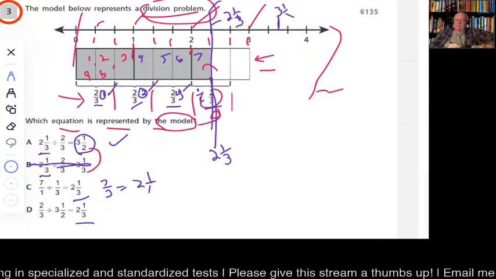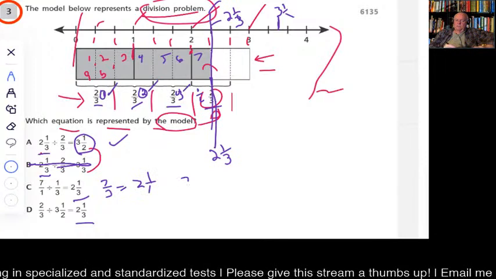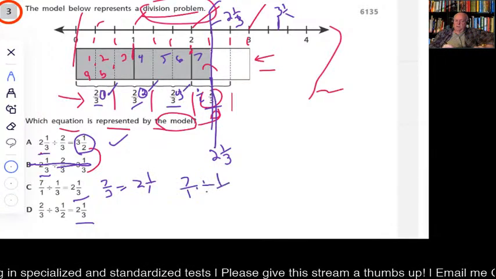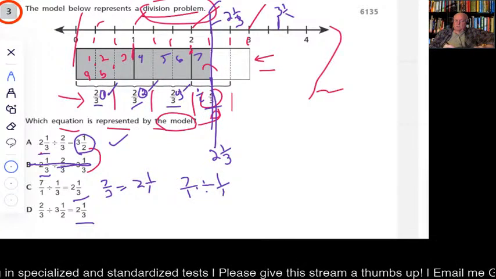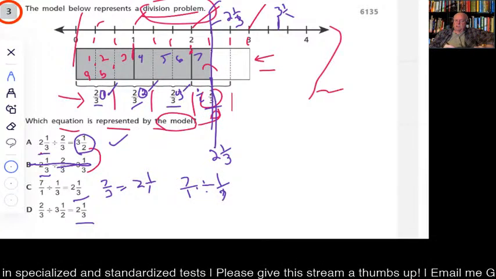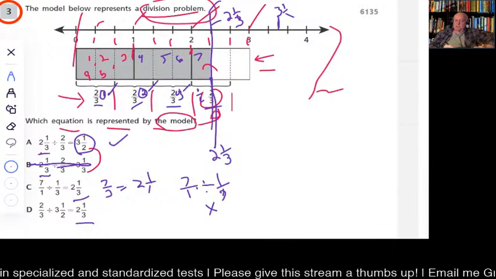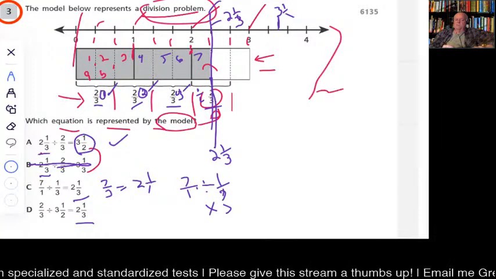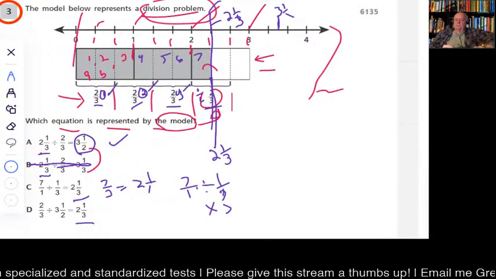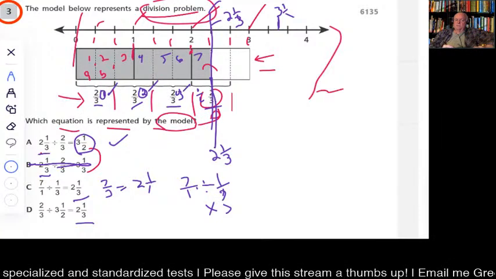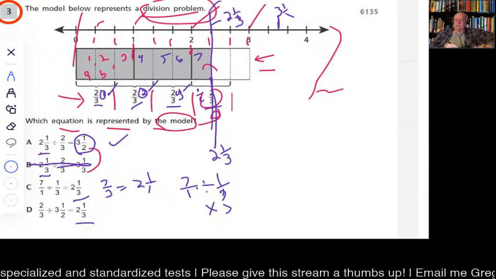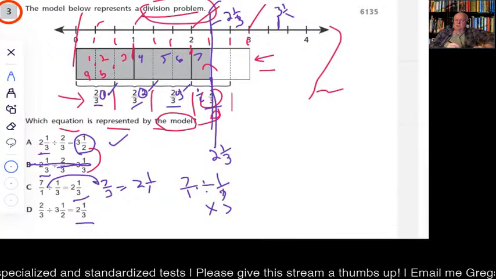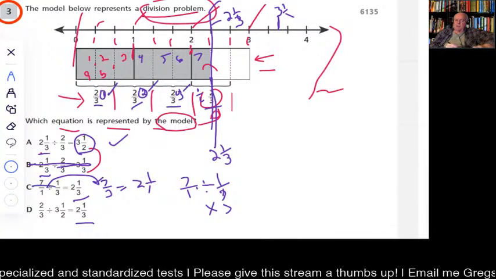But 7/1 divided by 1/3 means that when we have division by a fraction, we multiply by its reciprocal. So 7 divided by 1/3 is actually 21. Okay? It's 21. That's different than 7/3. This is a division. So it doesn't give us that. So C is wrong for that reason, for starters.